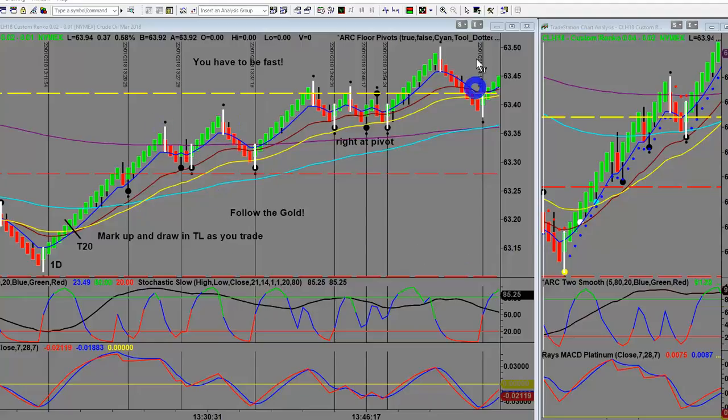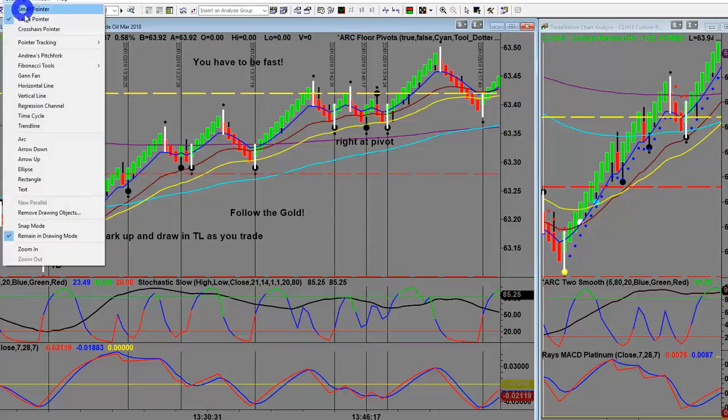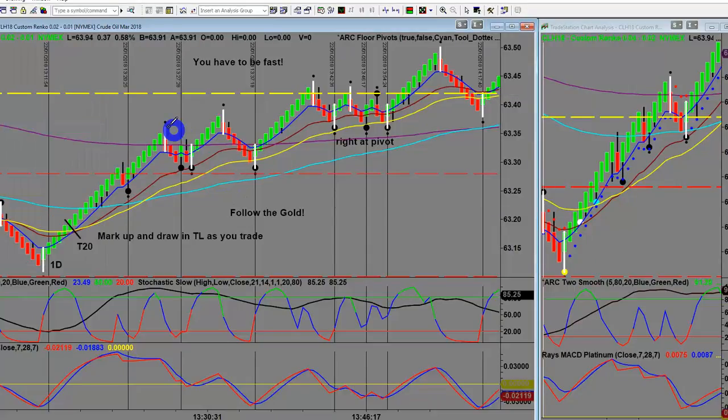Or potential trend line. See how you've just got this. Let me just try to get this trend line here for you. Okay, so see, I've got a peak here, a peak here. So as you trade, draw these in.